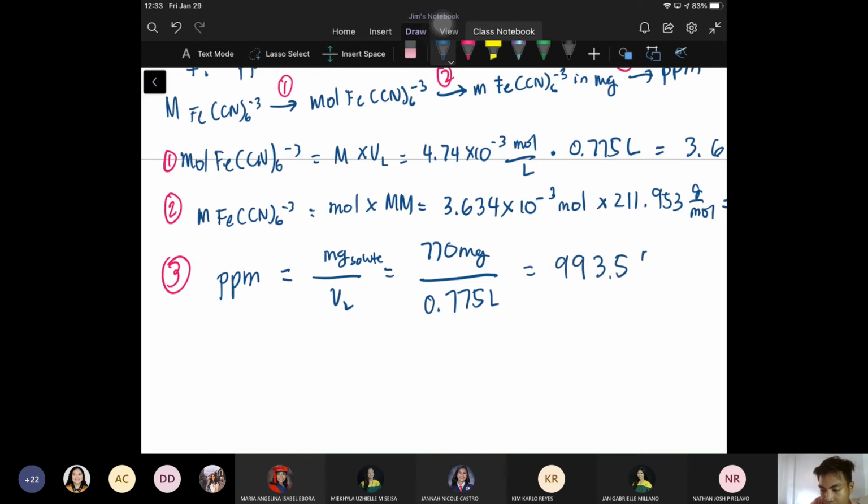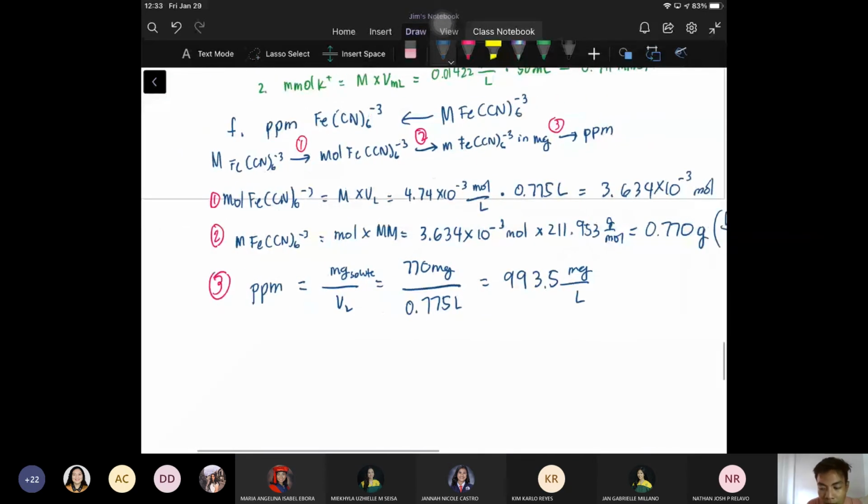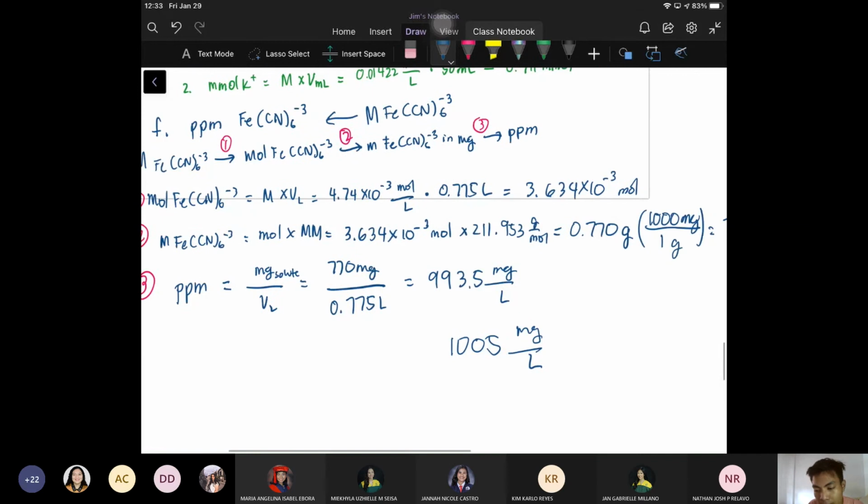993.5 milligram per liter. Pag hindi ka nag-round off, no? Kunwari, tinuloy-tuloy mo yung numbers. If hindi ka nag-round off, ang makukuha mo dyan ay 1,005 milligram per liter. Okay. So, yun lang yung problem with rounding off. Dito nag-round off ako eh. No? Kaya, we get 993.5, no? Okay. Pero if you continue the numbers, no, kapag kinumpleto nyo talaga yung digits, you will get 1,005 ppm.